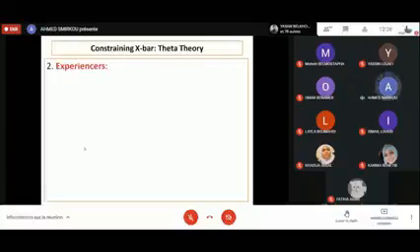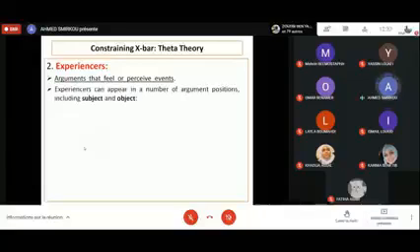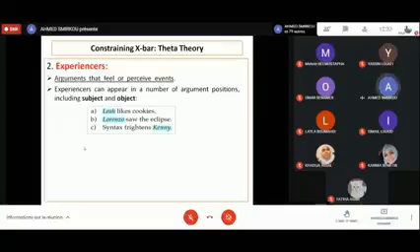The second one is the experiencer, somebody who experiences something. So experiencers are arguments that feel or perceive events. So experiencers can appear in a number of argument positions, including subjects and objects. For example, Lee likes cookies. This is a feeling, likes. So it's the nature of the verb that determines whether the subject is an experiencer, is an agent, etc.